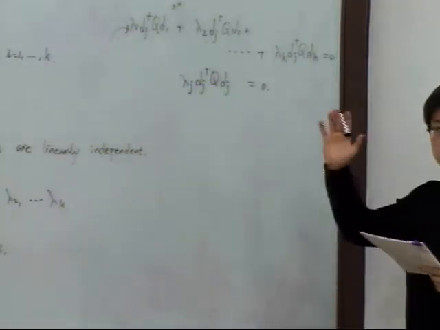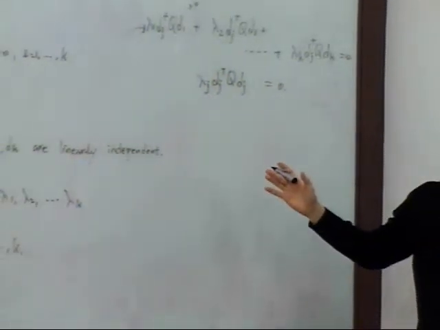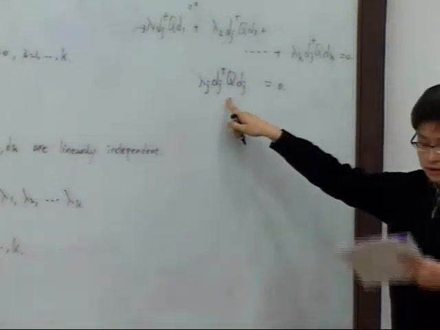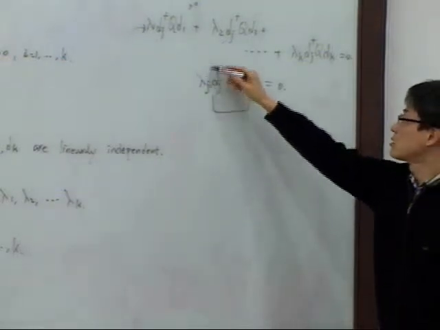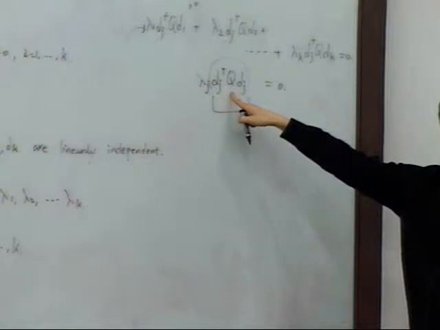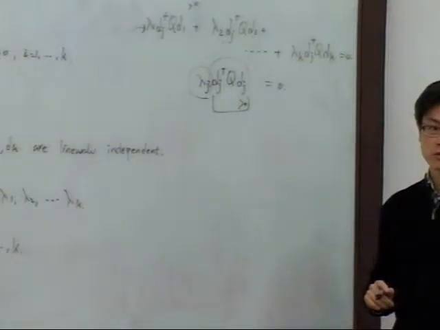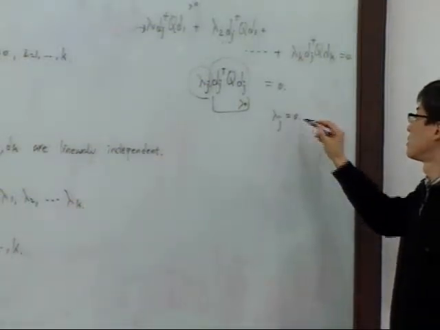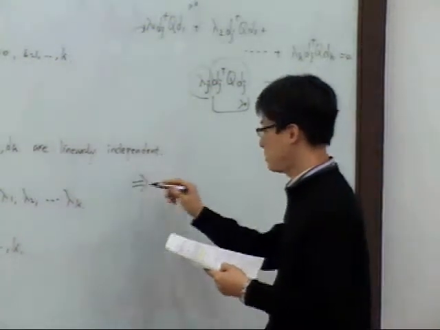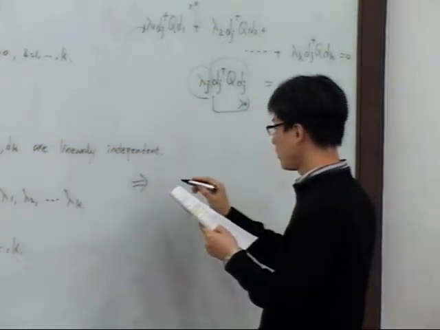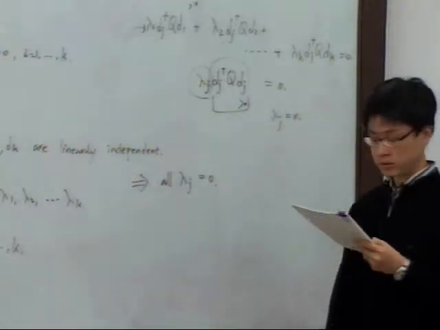Right? Nothing other than this term will be nonzero, because the remaining terms are 0. But we know that since Q is positive definite, this should be greater than 0, which means lambda J should be 0. From this, we can say that all lambda J is equal to 0.